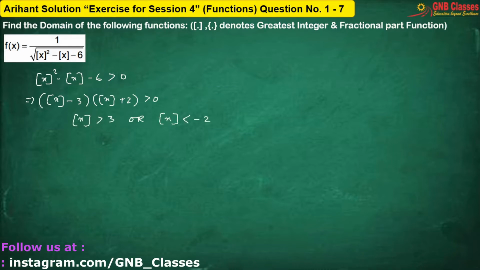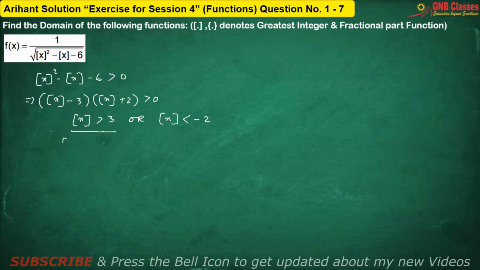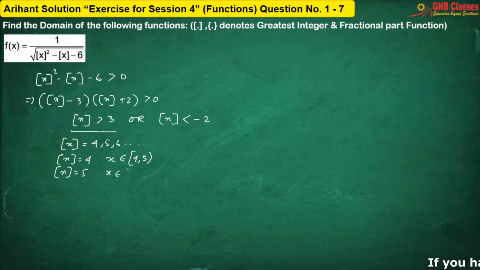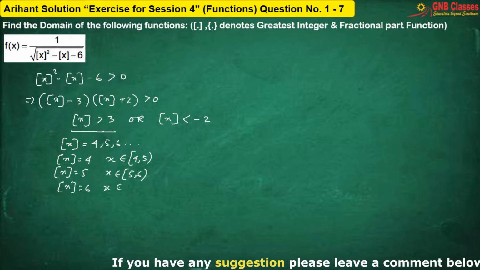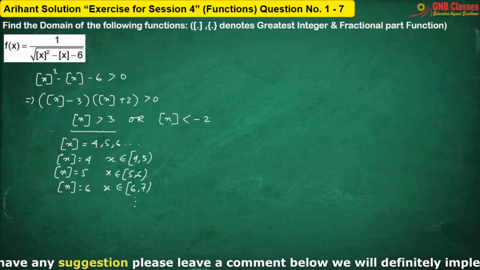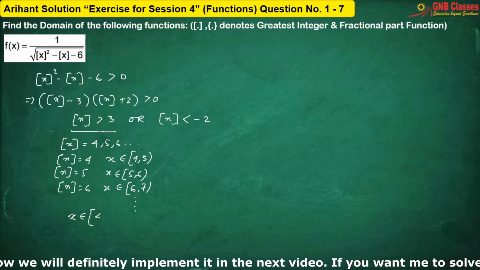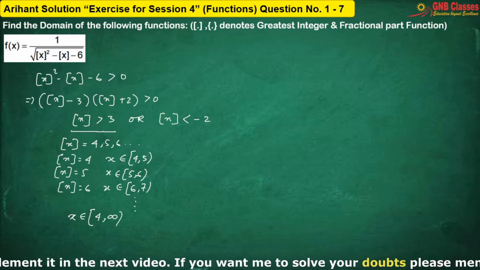Now from the first one, look at it carefully: the greatest integer function is greater than 3. It means box x will take the first value as 4, 5, 6 and so on. When box x is 4, x belongs to 4 to 5. When box x is 5, x belongs to 5 to 6. When box x is 6, x belongs to 6 to 7 and so on. Therefore, we can write from here x belongs to closed 4 to infinity. Is it clear to all of you?